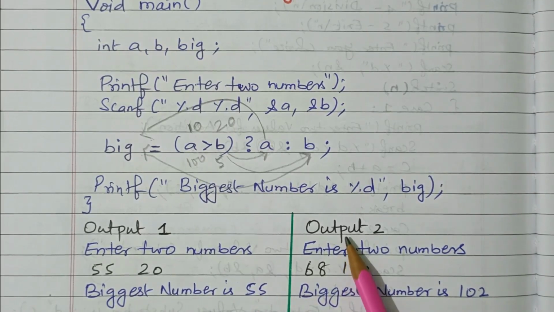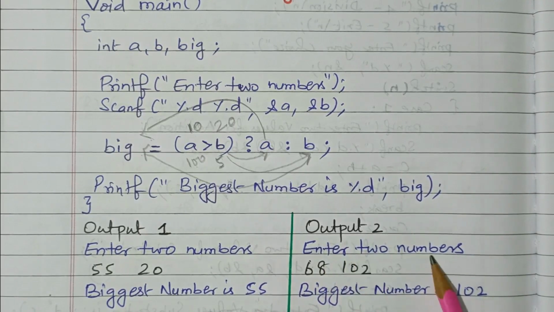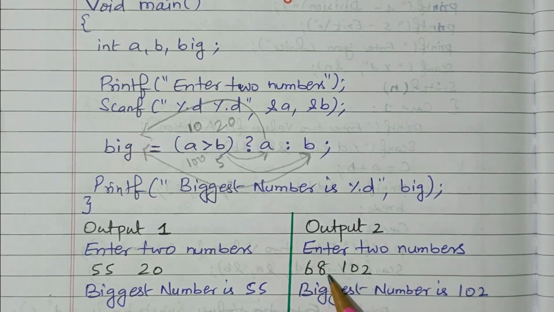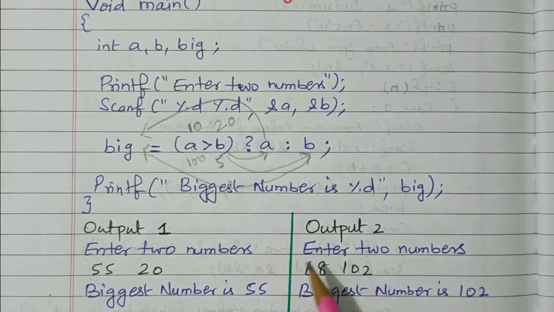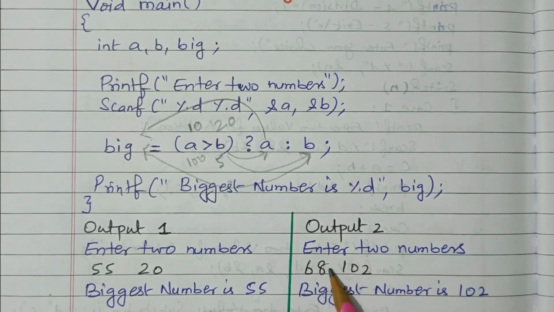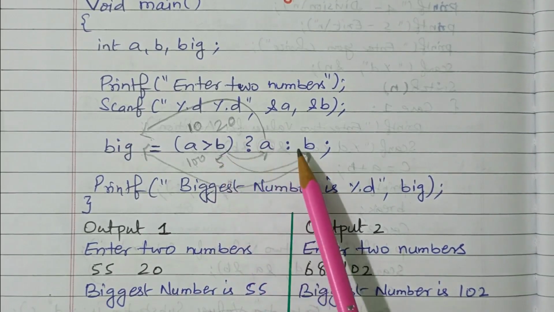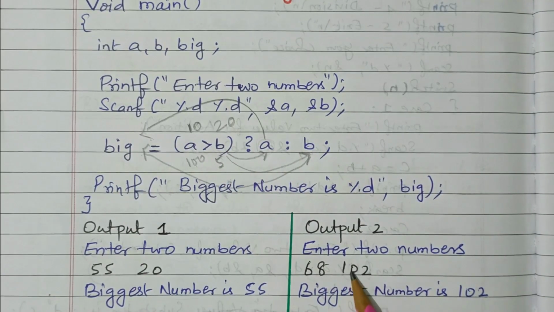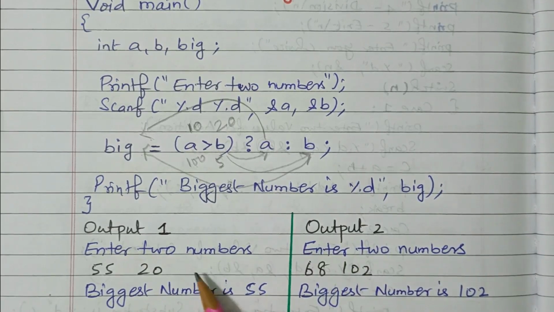Right. Then output 2, the second output. Enter two numbers. We ask the user to enter two numbers, 68 and 102. Clearly note that the second number is biggest now. We are checking A greater than B. Here A greater than B is false. A is not greater, B is greater. So it will go to the false statement, that is B is stored in the variable big. B means 102, so 102 will be stored in the biggest value. So it will print the biggest number is 102. Right. So we verified both cases. This is the true statement, true condition.